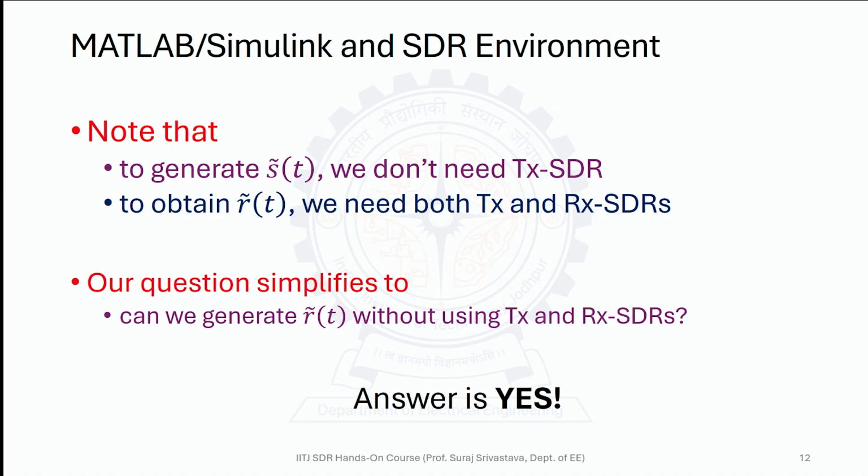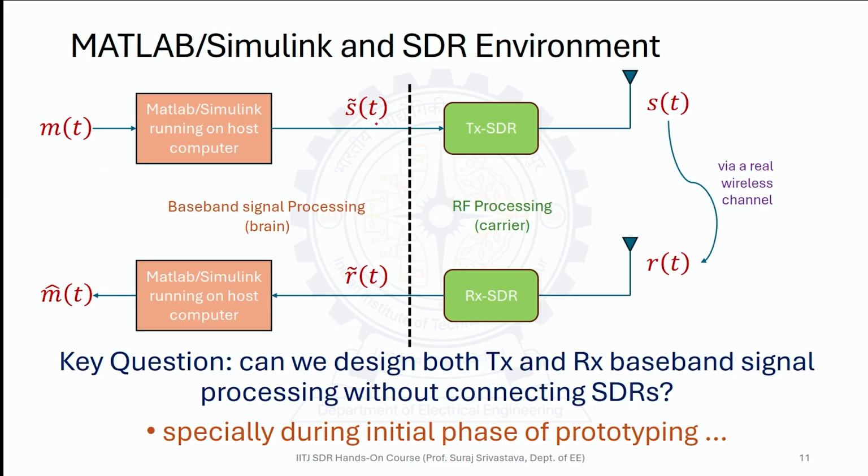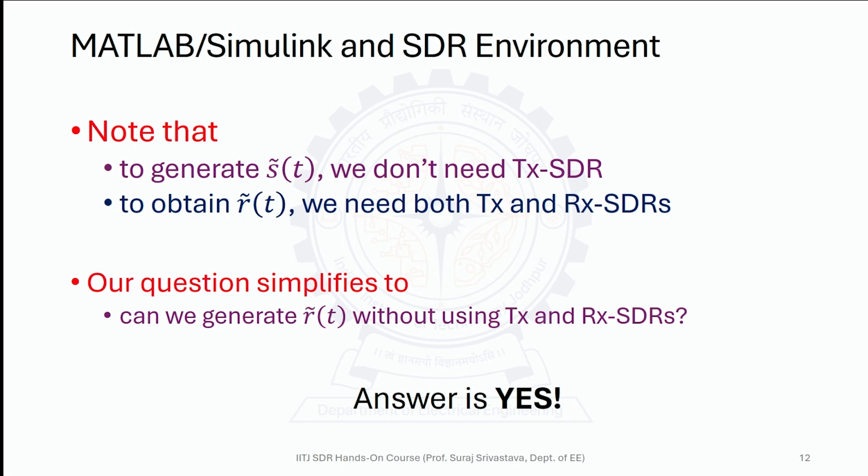Now we note that to generate this S tilde t, we don't need TX SDR, right? Because the S tilde t is generated using the MATLAB Simulink model, which is running on your host computer. So to generate this S tilde t, we don't need the TX SDR. However, to obtain this R tilde t, we need both TX SDR and RX SDRs, right?